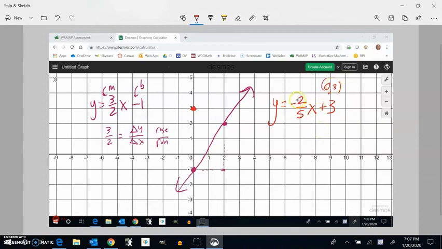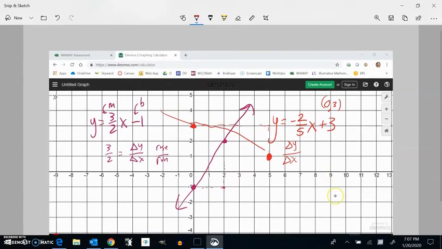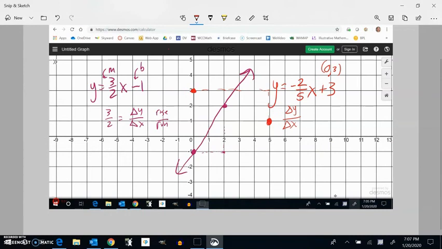And then if my slope is negative 2/5, remember change in y over change in x. So over 5, but then negative 2, so down 2. So over 5, 1, 2, 3, 4, 5, and then down 2, 1, 2. There would be my next point. I could keep doing that, but I got distracted by that other line. It would look like that.